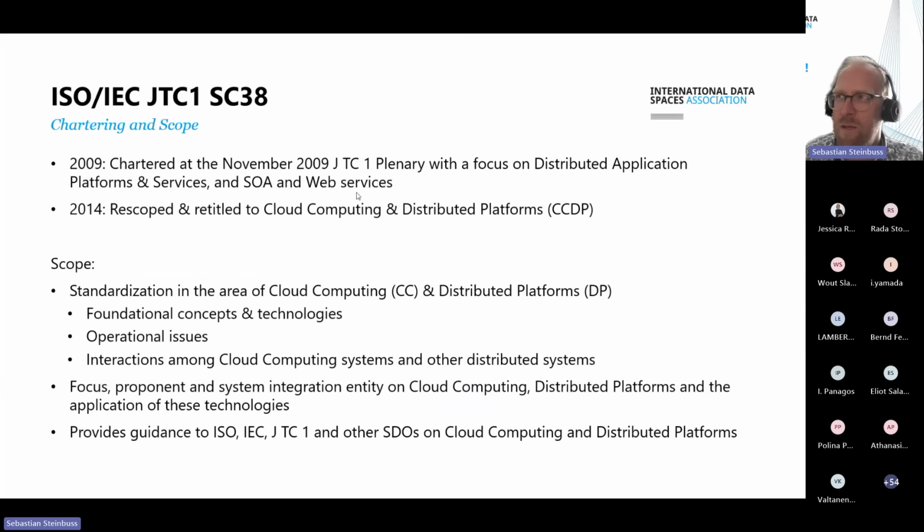I'd like to start by explaining a little bit what this committee is. JTC1 SC38 was first chartered in 2009 with a focus on distributed application platforms and services, and also SOA, so service-oriented architectures and web services. Some of you might remember those SOA times. And then it was rechartered a little bit later, rescoped and retitled to cloud computing and distributed platforms.